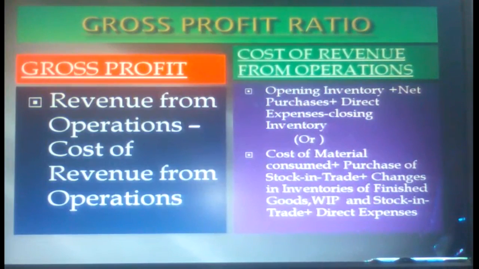Correct. Then you can also calculate cost of material consumed plus purchase of stock in trade plus changes in inventories of finished goods, work in progress and stock in trade. What do the changes mean? The opening and closing of finished goods, work in progress and stock in trade. That's what changes in inventories means. Then direct expenses. That's what cost of revenue from operations is. You can calculate either way. According to the available information, you can substitute in the formula. That's why you should be very careful in calculating cost of revenue from operations.